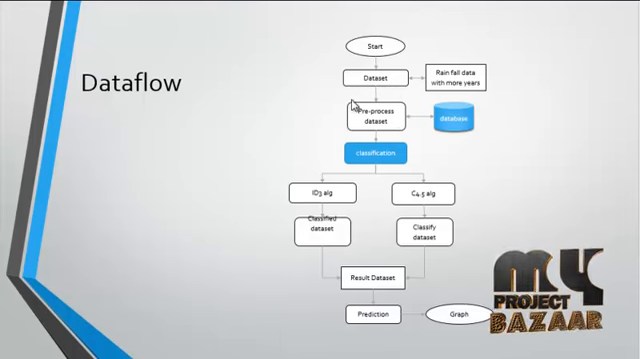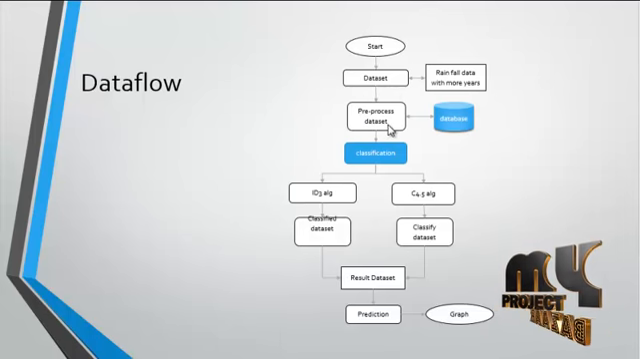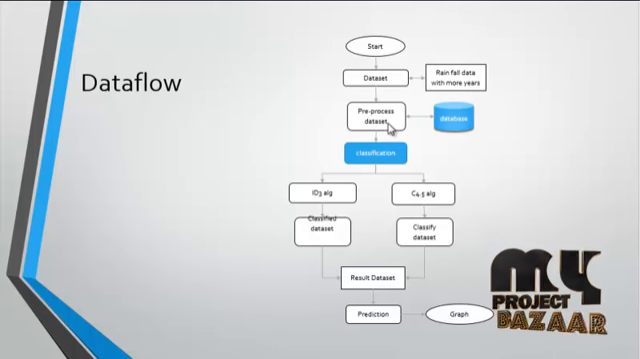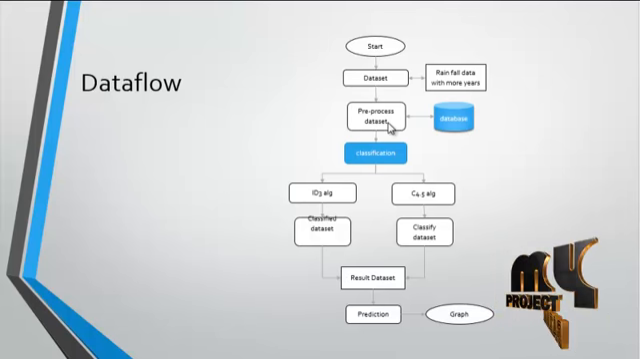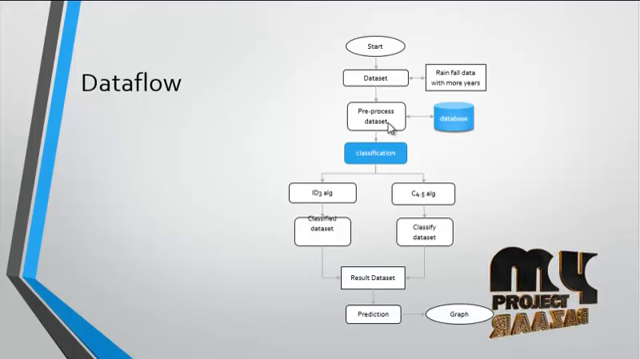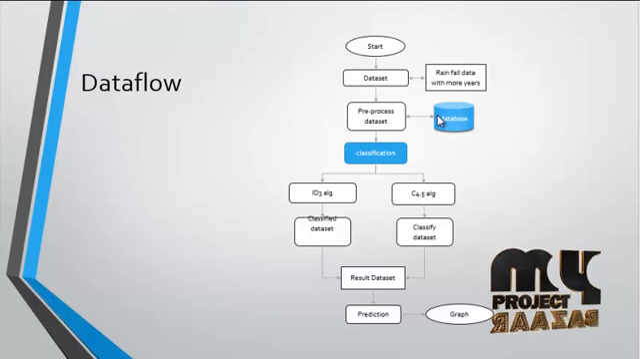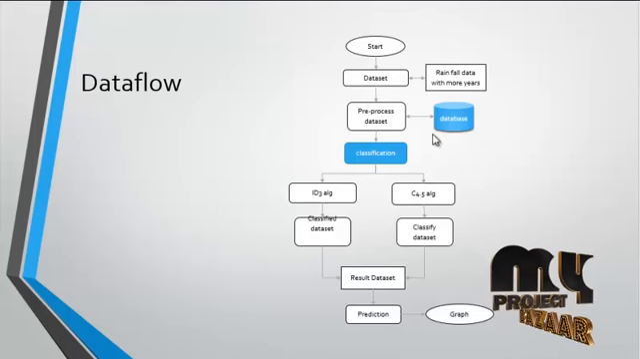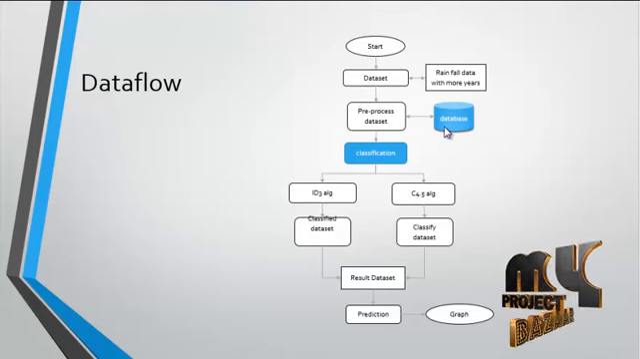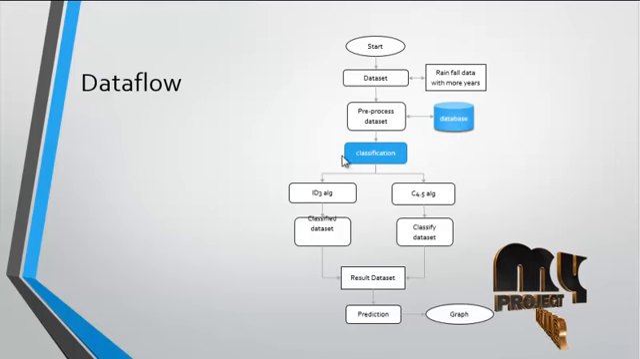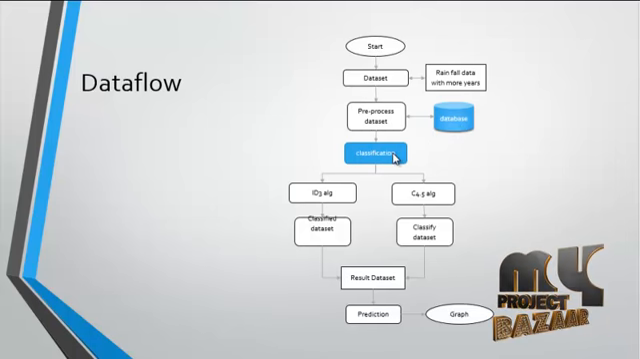After that, the pre-processing conditions are applied. In pre-processing, the unwanted data is removed, and the certain needed data is taken to further processing and uploaded into the database. Then the pre-processed data set is taken from the database and the classification is done.